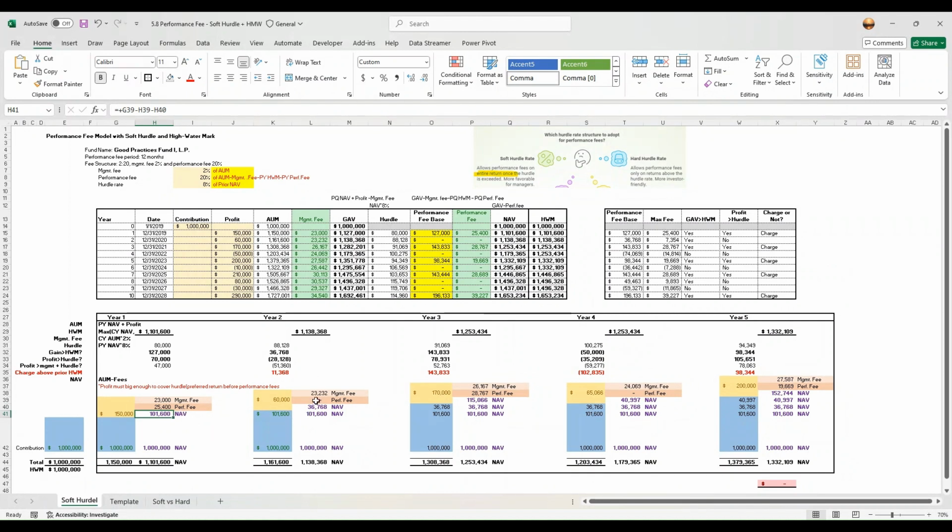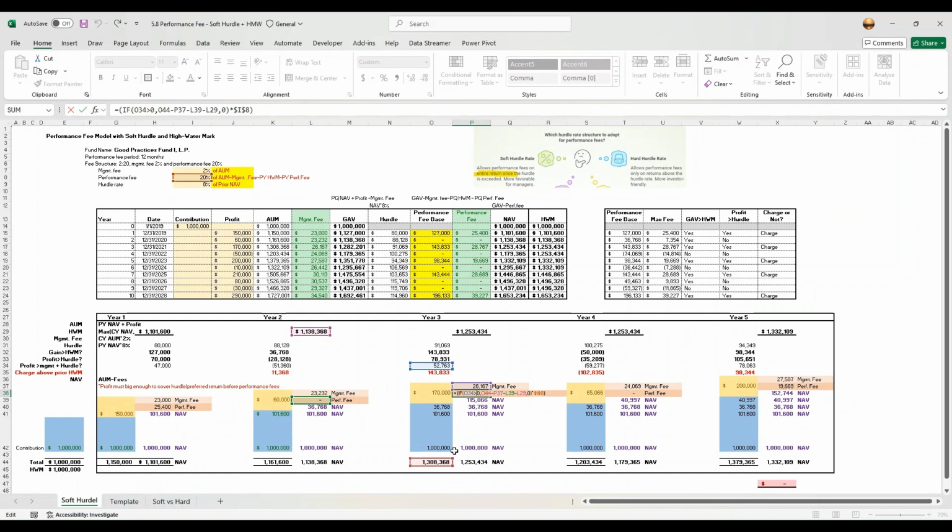And then the second year, based on our testing, the profit is not large enough to cover the hurdle. We'll have no performance fee in this situation. Then move to our third year. We do have a positive result from our testing, and this is eligible for performance fee. And then in this situation, our formula will first make sure this number is larger than 0, meaning it has enough money to cover the fees. Then we will do our math here.